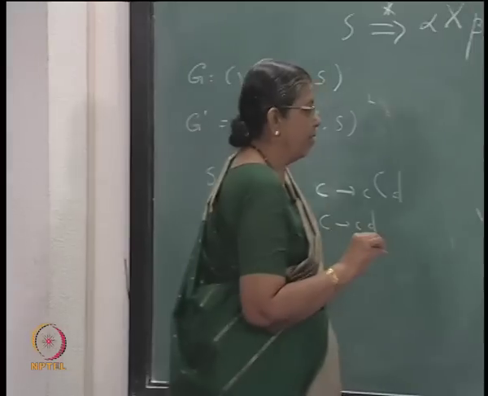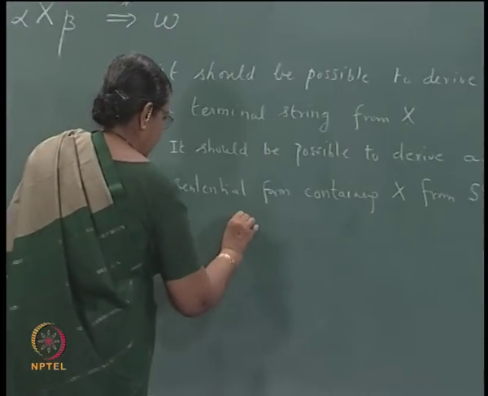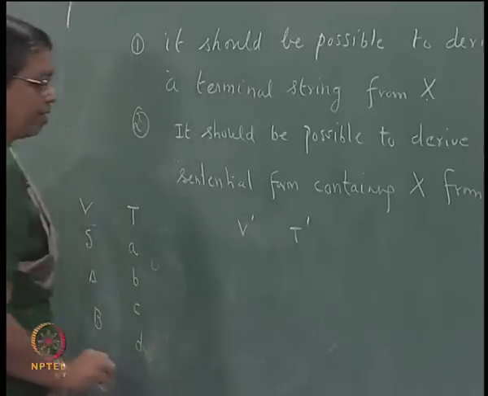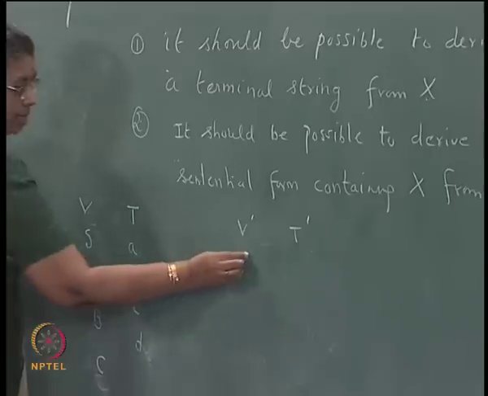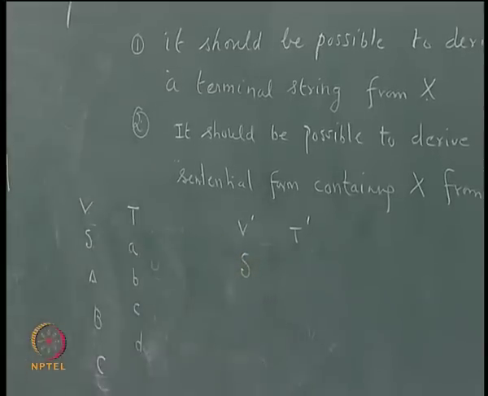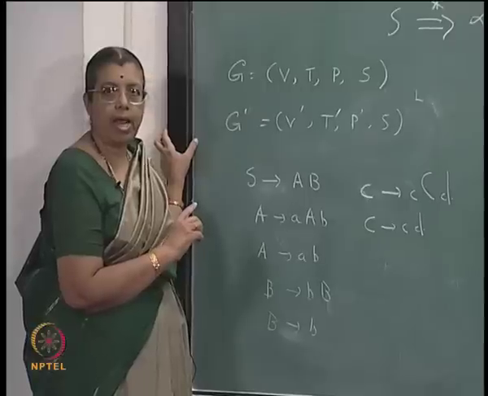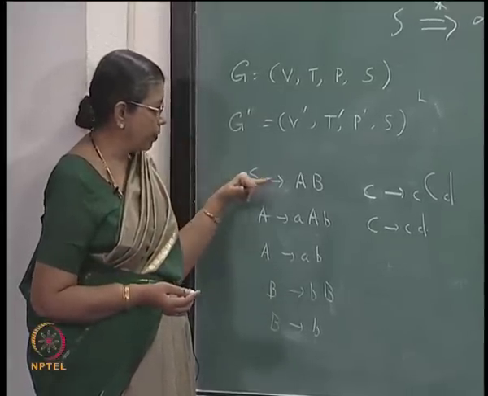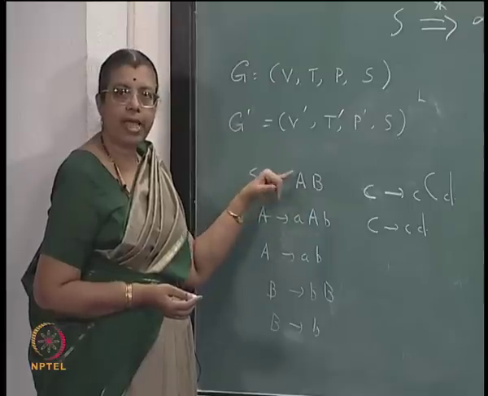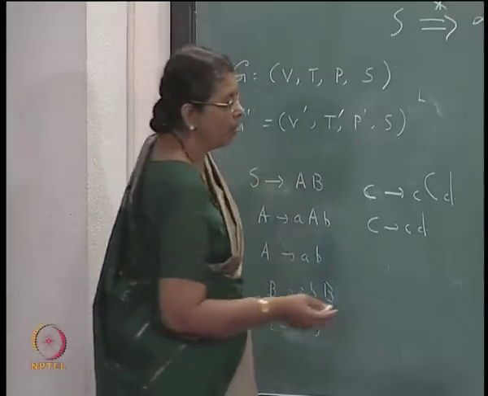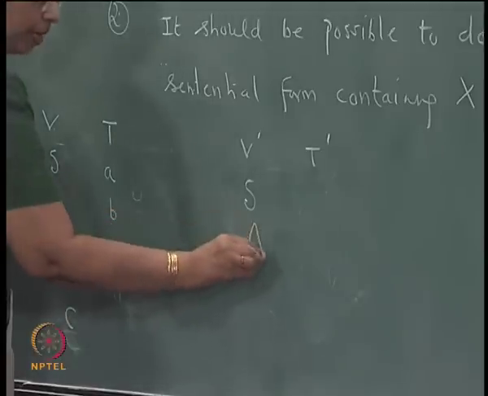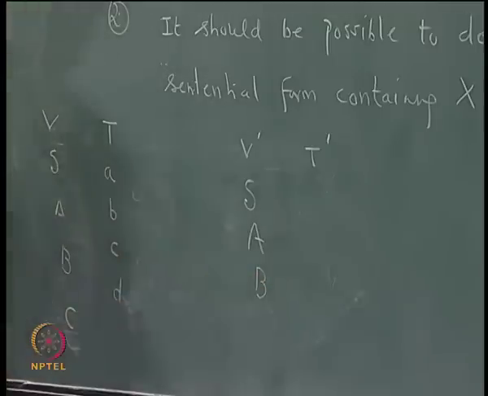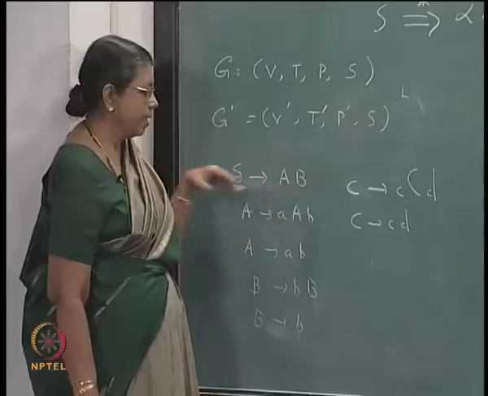Now, start with V dash and T dash like this. First put S in this, then look at the rules with S on the left hand side, and look at the terminal symbols and non-terminal symbols occurring on the right. Here S goes to AB. So, these A and B are non-terminals, you include them. Usually we denote capital letters for non-terminals and small letters for terminals. So, A and B are included in V dash.